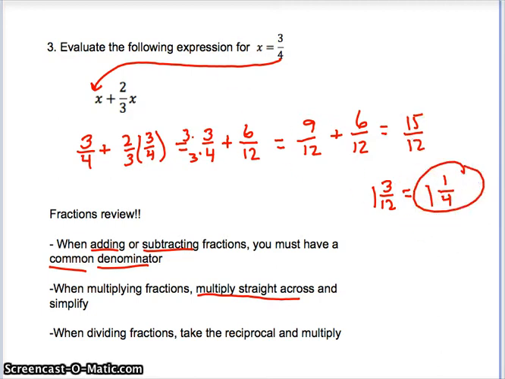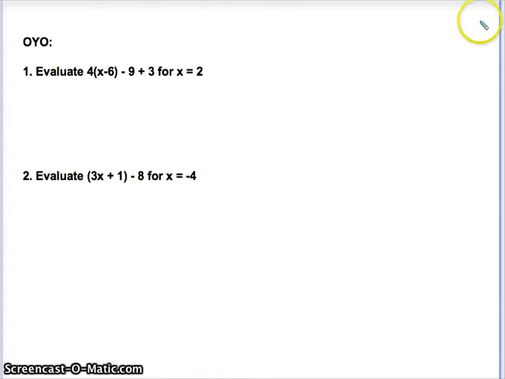All right, now it's your turn. In the OYO problems, I want you to evaluate each of the expressions and then check your answers. Go ahead and pause the video and try these on your own. All right, for question number 1, remember we're plugging in 2 for x. So I have 4 times the quantity 2 minus 6 plus 9, that's minus 9 plus 3.